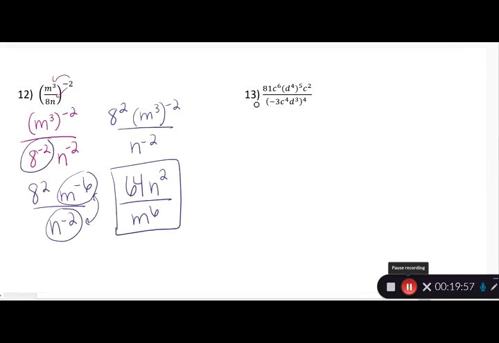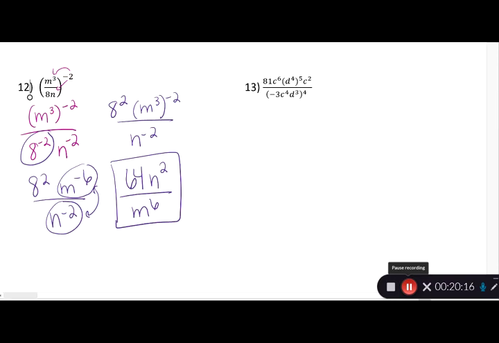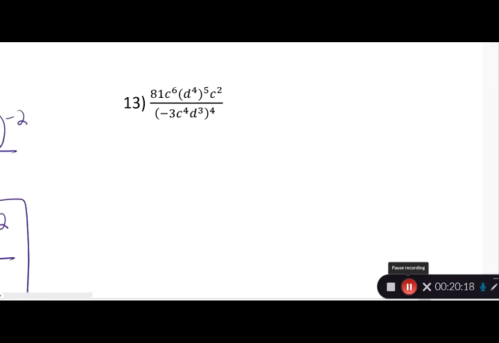Okay, so the last one, 13, has 81 c to the 6th, d to the 4th raised to the 5th power, c squared, all over negative 3, c to the 4th, d cubed raised to the 4th power. Okay, so we need to first start with your exponents, right? So I'm going to start here with this d to the 4th. I'm going to write everything else on the top. 81 c to the 6th, d to the 4th raised to the 5th power gives me d to the 20th power.